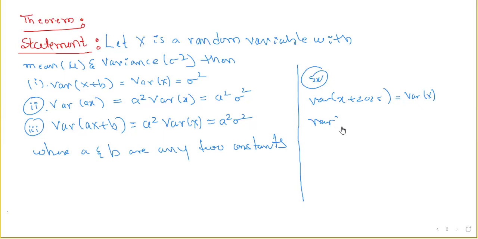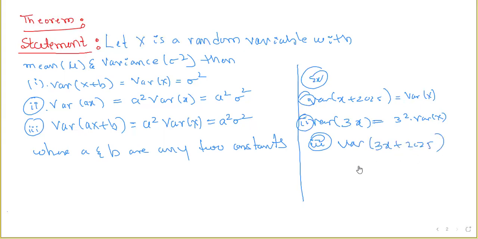Next, variance of 3x is of the form ax, so it will be equal to 3 square into variance of x, or 9 into variance of x. Next, the third one, variance of ax plus b. For example, variance of 3x plus 2025 is equal to a square, meaning 3 square, into variance of x. This is nothing but 9 into variance of x, right? So like this, we have the properties. Now we are going to prove these properties.